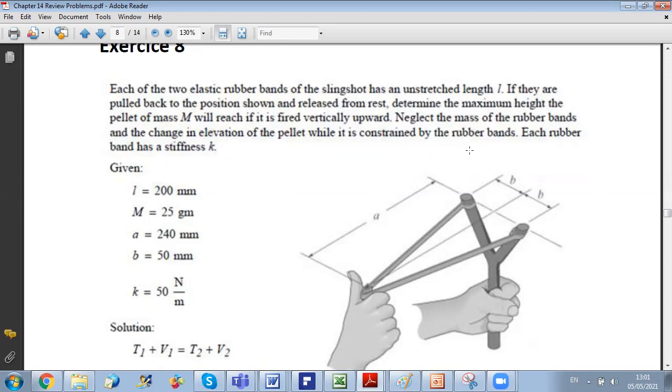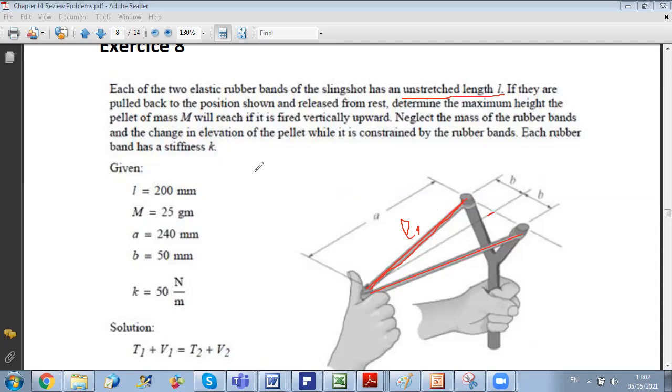In this problem, we have rubber bands that act like springs, elastic springs. They gave us their unstretched lengths. And initially, look what we are doing. We are stretching them, and we can calculate their length. So this is L at state 1. At state 1, my rubber bands are stretched to a certain length L1.